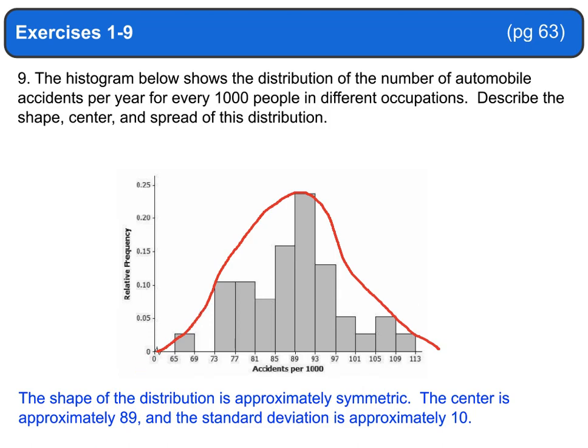The center is approximately 89, somewhere right around there. And if we try to encompass all the data, it states that we would use approximately 10, so that would take us to about 79 off of 89, about right here. And if we went roughly 10 over here, that would take us to roughly 99. So if we circled it, this area right here encompasses the majority of our data. It tends to get lower on each end.